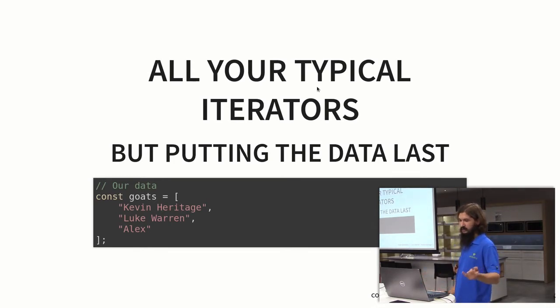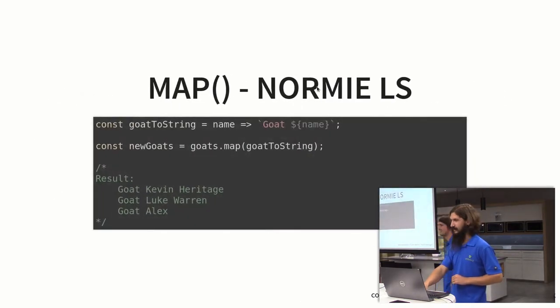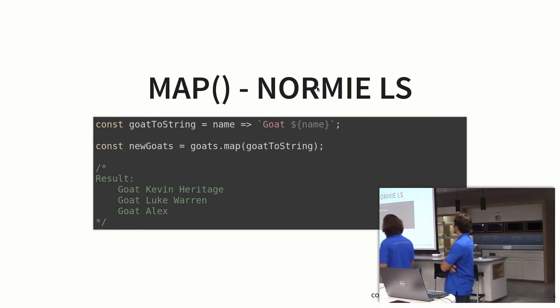So for the purposes of this, we've got a data set of goats: Kevin Heritage, Luke Warren, LiveScript, Alex. Unnamed Alex, yes. Are you just calling it LiveScript for legal reasons? Yes. 100% legal reasons. Not allowed to use that other word that shall not be named anymore. Yes. Larry will get hurt. Yes. I'm with you now.